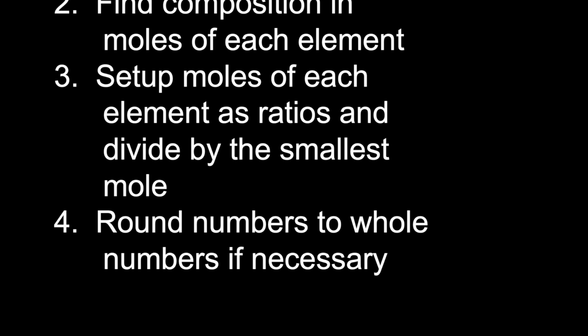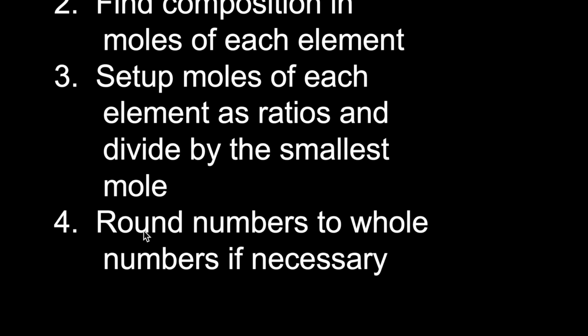The next step is you find the composition in moles of each element. In other words, you take the grams and you convert it to moles. This is where you put 1 mole over the formula weight of that element. So you want to take the percent, convert to grams to moles. Number 3, you set up the moles of each element as ratios and divide by the smallest mole. So initially, when you find the moles, that's kind of your formula. But a lot of times the numbers are some kind of unusual looking numbers, but to make the numbers into whole numbers, you divide by the smallest one.